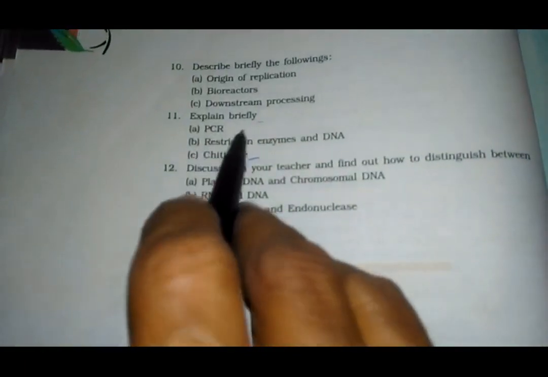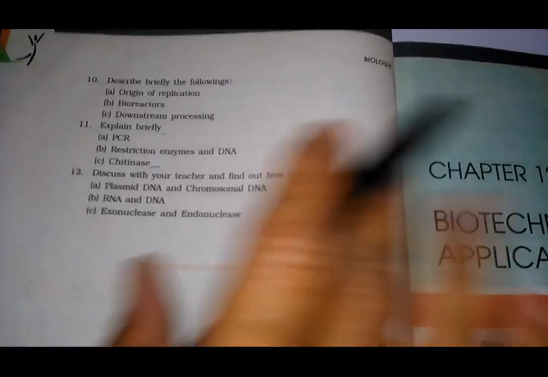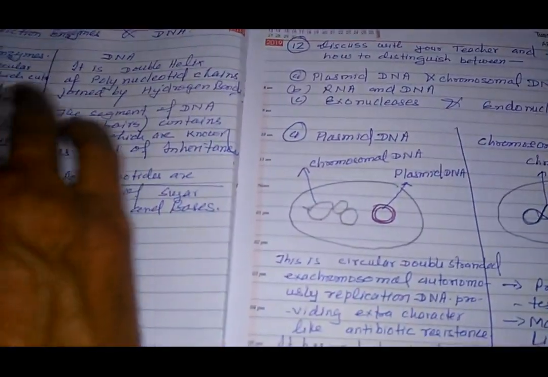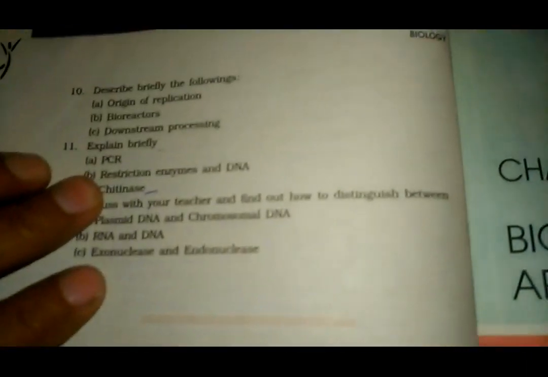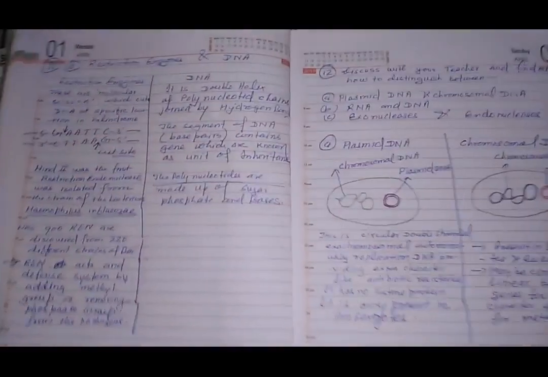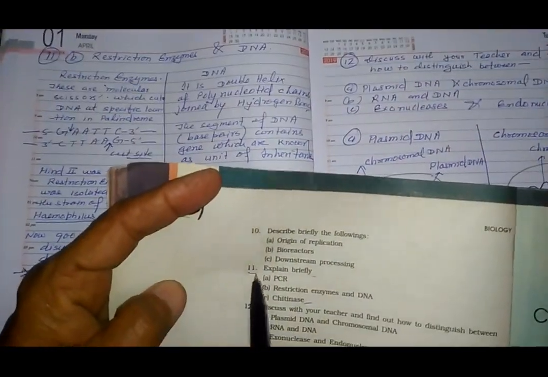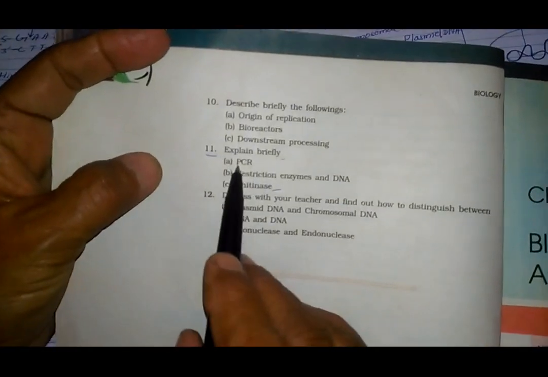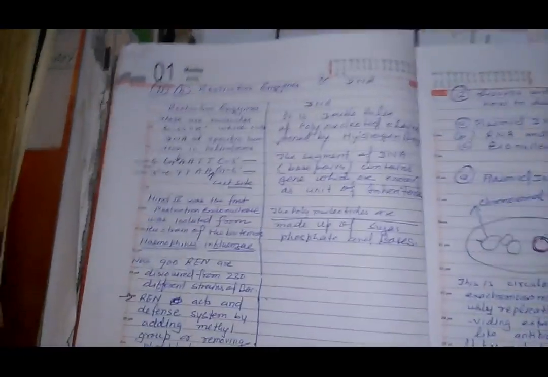Explain briefly the PCR, restriction enzymes. Question number 11, we have to write the explanation briefly. PCR we have already discussed. Now part B, restriction enzymes and DNA.